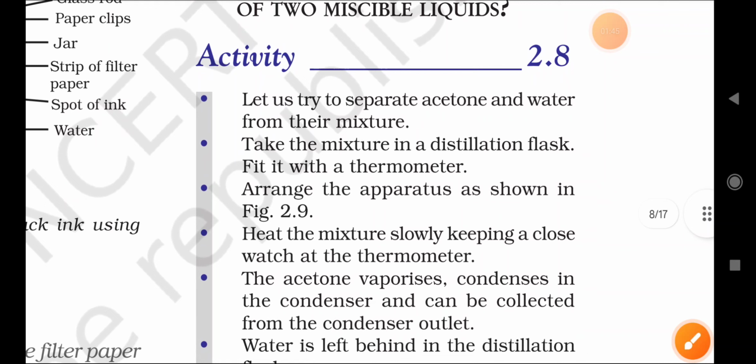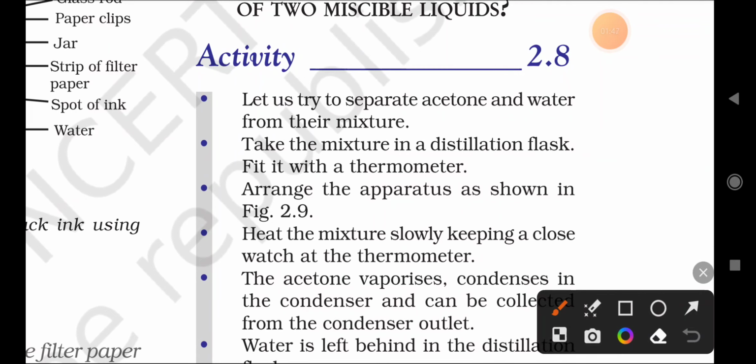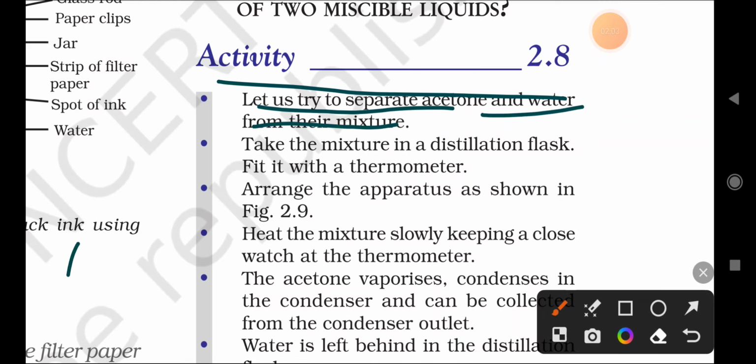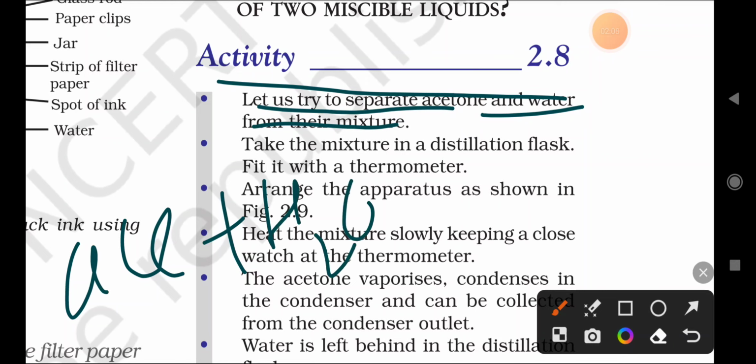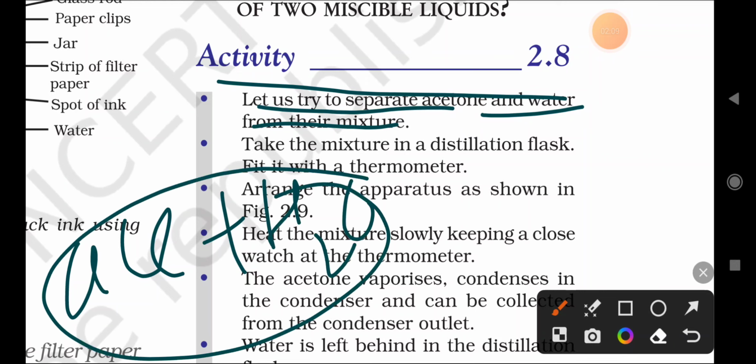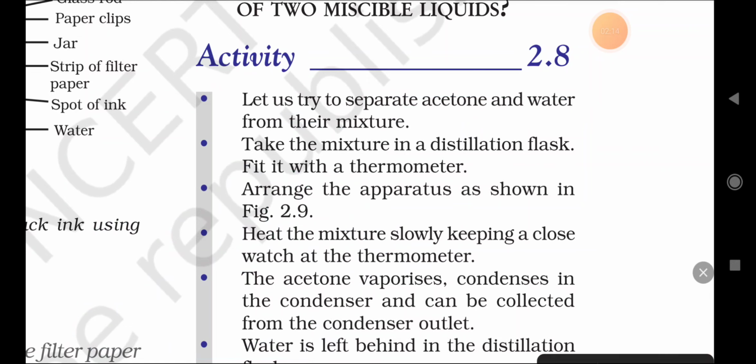Which method is used for a mixture of miscible liquids? The distillation method. To understand it, you have to perform activity 2.8. Let us try to separate acetone and water from their mixture. The acetone and water are mixed with each other. How can we separate acetone plus water?